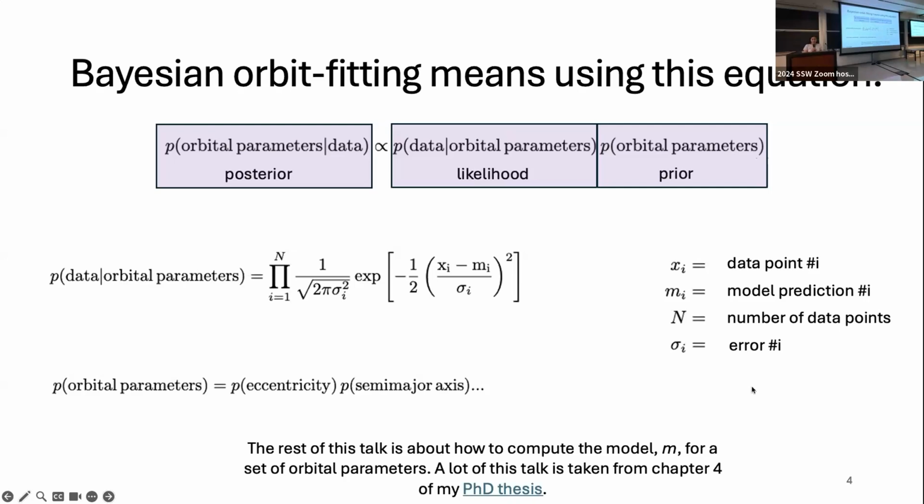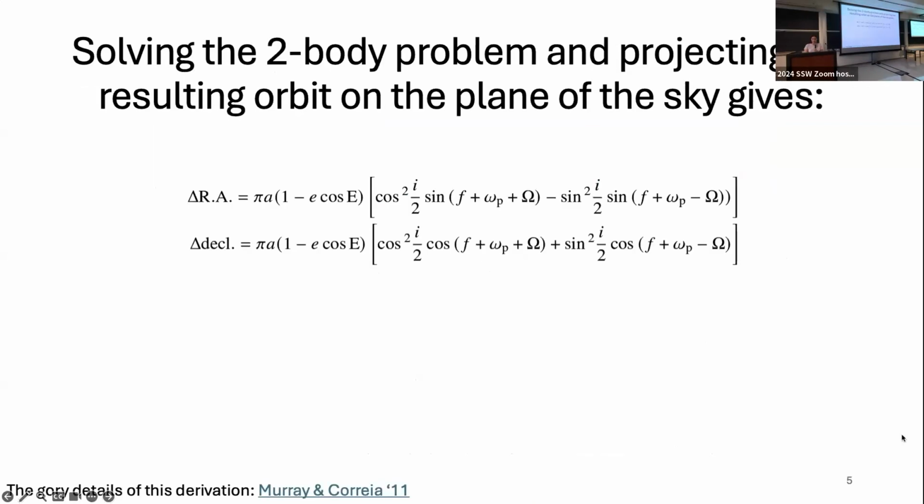So the rest of the talk is about how to compute the model, and then you can just plug it into this formalism for computing the posterior. A lot of this is taken from a chapter of my PhD thesis, so I go into a lot more detail there. You can refer to it if you're curious. All right, so I'm sorry in advance about all the equations. I feel like as I've gotten older, I've gotten less strict about not putting equations on slides, but I'm going to try to go through them slowly.